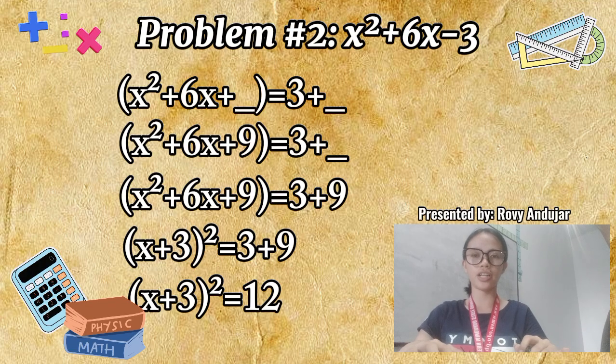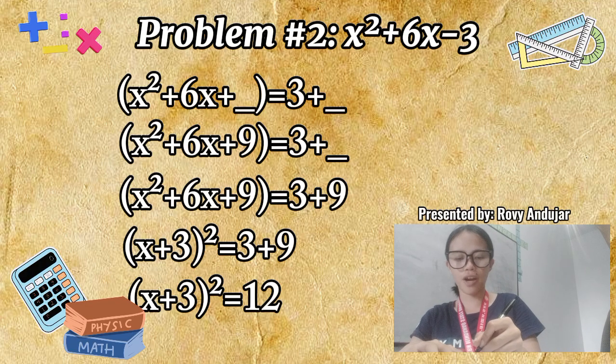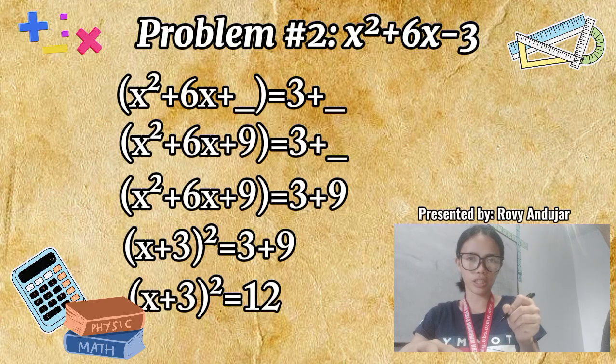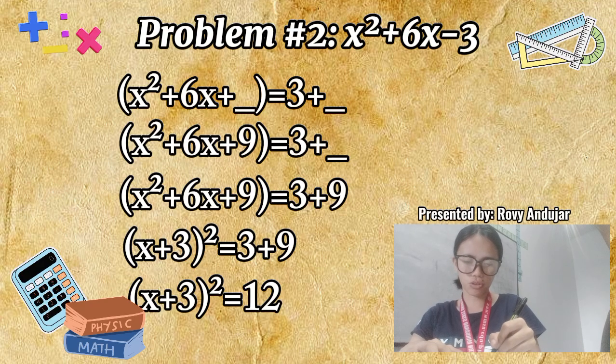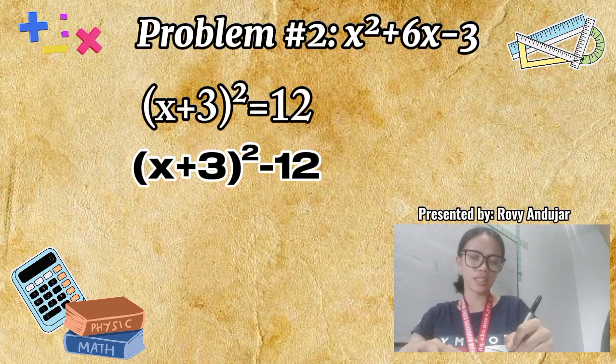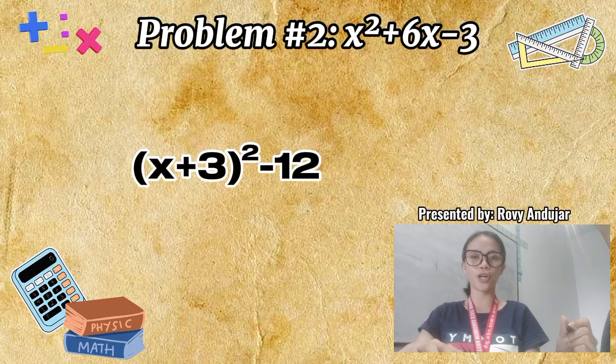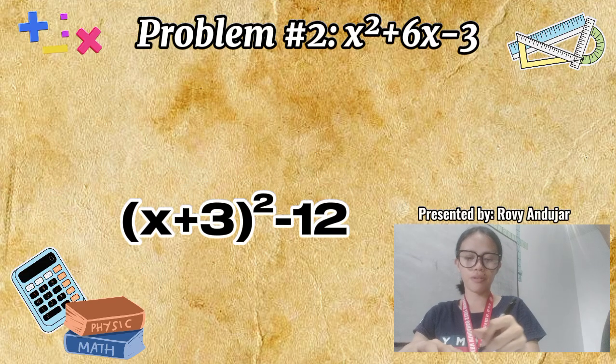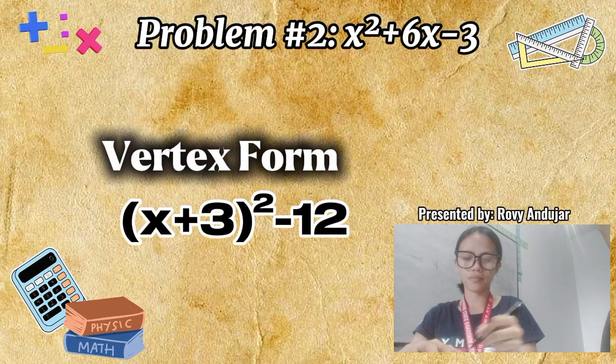Is this our final answer? Yes, you are right. This is not our final answer because we have to convert it into vertex form again. So (x plus 3) squared, then we transfer the 12 beside here. So we change the sign and this will become negative 12. So is this our vertex form? Yes, this is our vertex form.